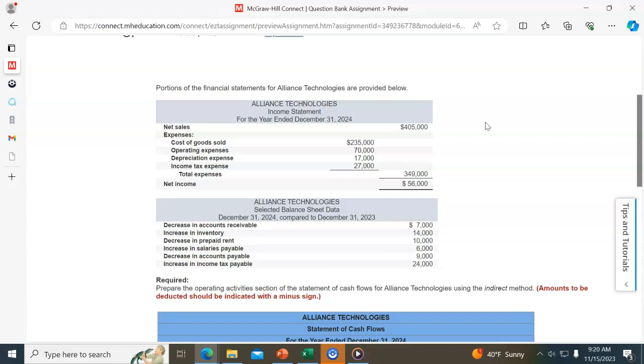Now we have some payables, current liabilities. Increase in salaries payable, we add. Decrease in accounts payable, subtract. Increase in income tax payable, we add. Let's go to the next one. I'll go back to this though. Okay.